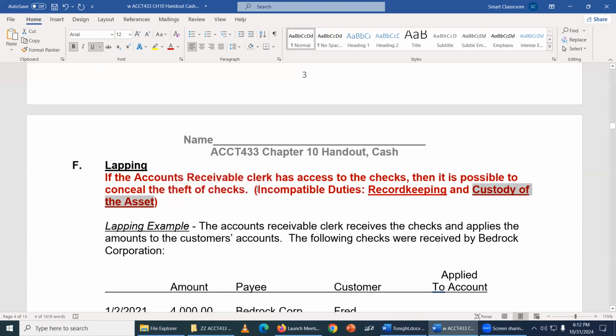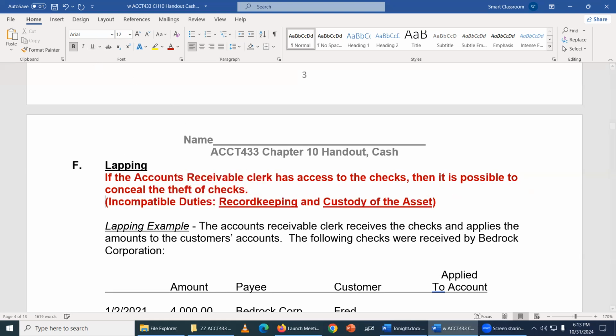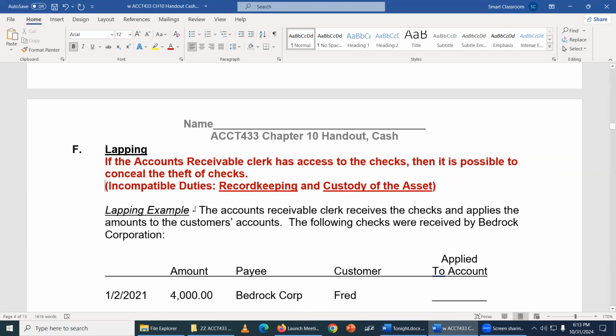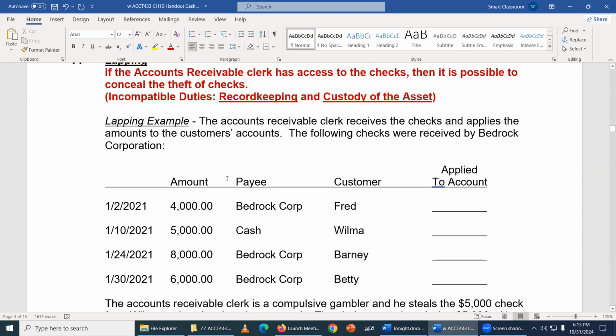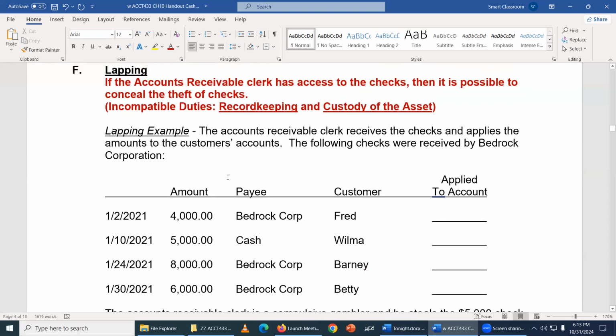Sometimes this comes about because people just don't understand why you'd keep those separate. They say, okay, we get the checks in and we'll just give them to the guy, or woman, whoever takes care of the accounts receivable, so they can match these checks up to the accounts receivable. It might seem like an ordinary thing to do, but actually it's a really bad idea. And here's why. The accounts receivable clerk gets the checks and applies them to the accounts.